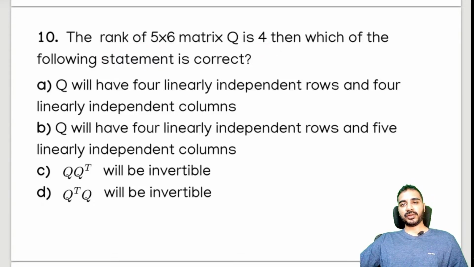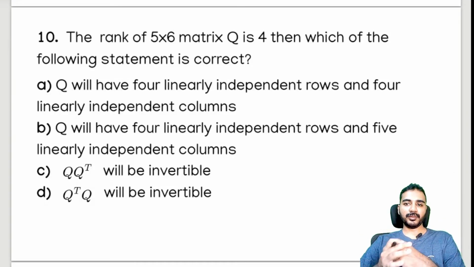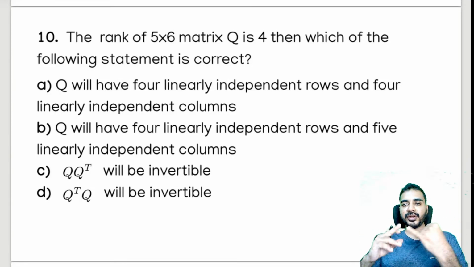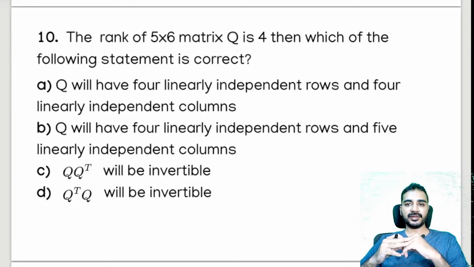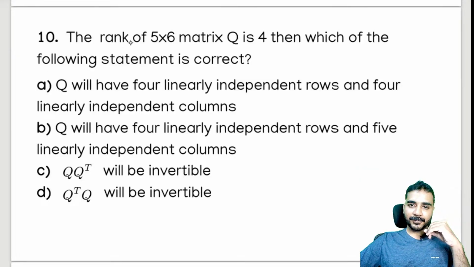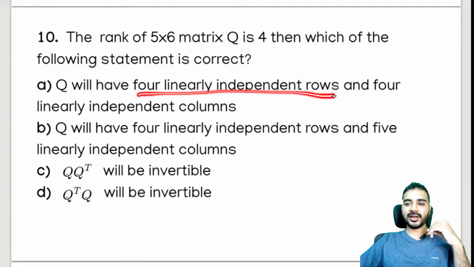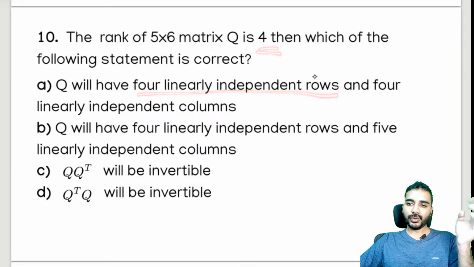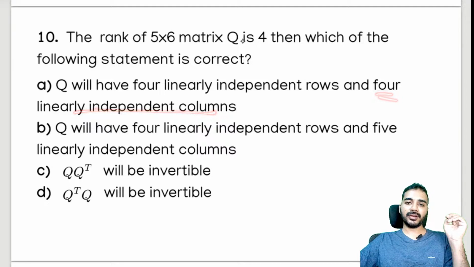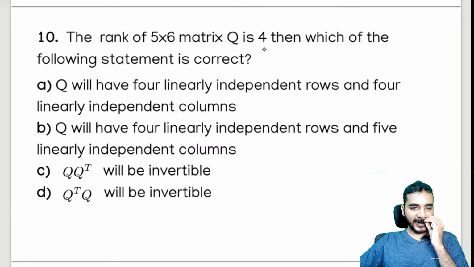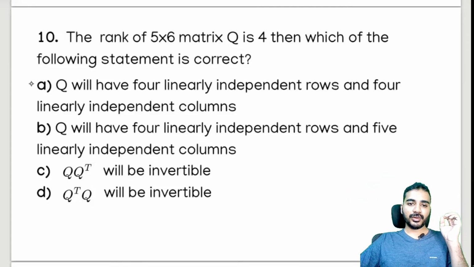What does it mean? According to the definition of rank, rank is nothing but the total number of linearly independent rows or columns, which remains the same. So from the definition of the rank itself, since the rank is 4, the matrix Q will have 4 linearly independent rows. Also, it has 4 linearly independent columns. So from the definition of the rank itself, we can answer this question. Option A is the correct answer. Answer comes from the definition of the rank itself.